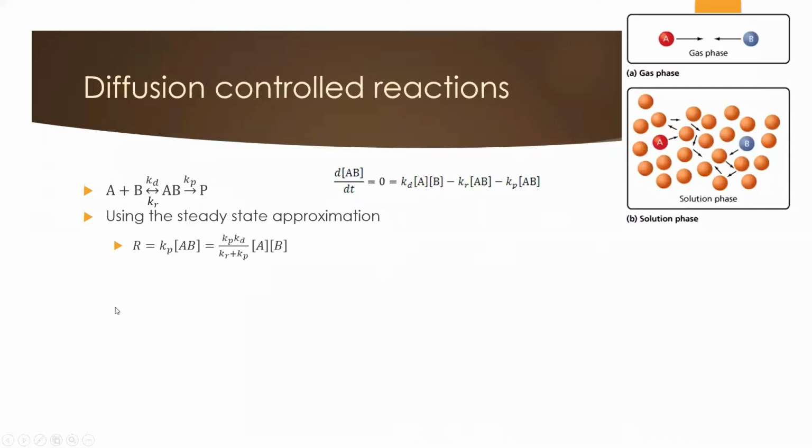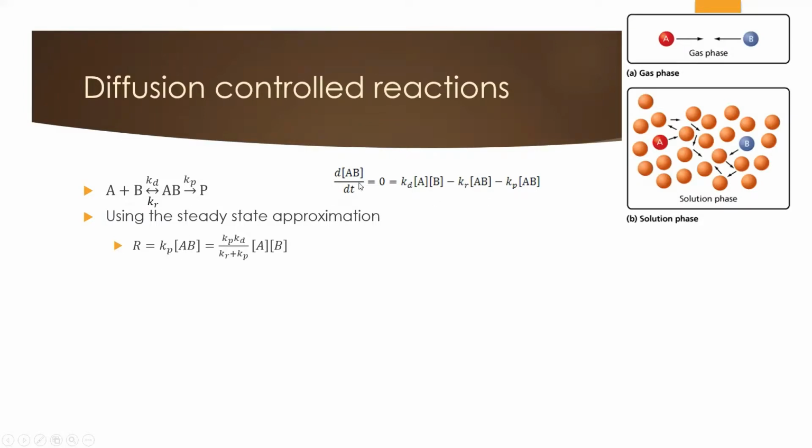We can also look at diffusion-controlled reactions like we've done in Lab 5. We can imagine a reaction where A and B collide to make a collision complex AB, and then they can either dissociate with a reverse rate or form product based on a product forming rate. Using the steady state approximation, we can come up with an expression that the rate of this reaction is equal to Kp, the rate of forming product, times the concentration of AB.